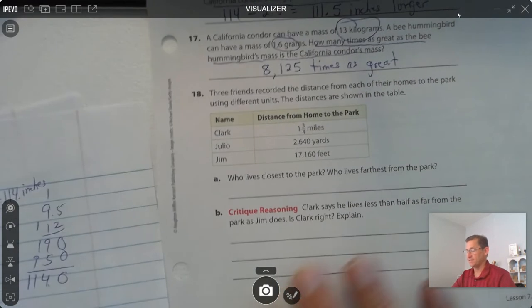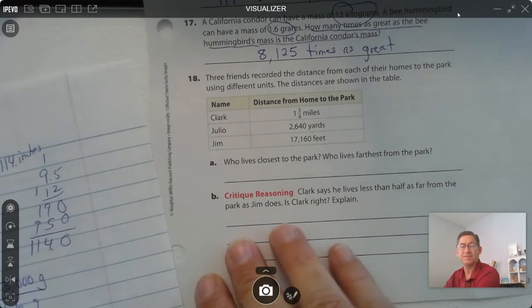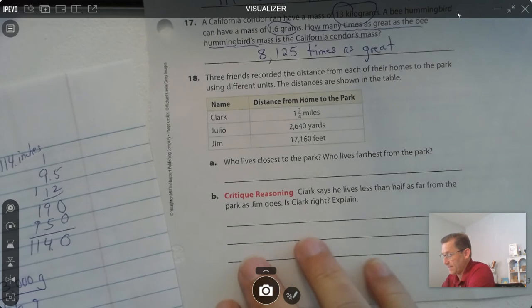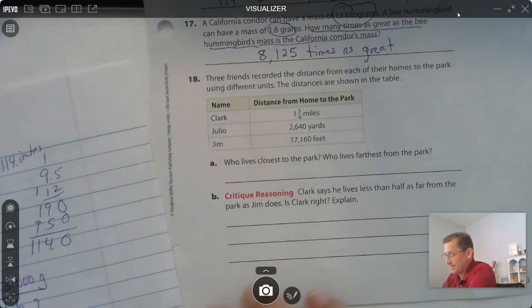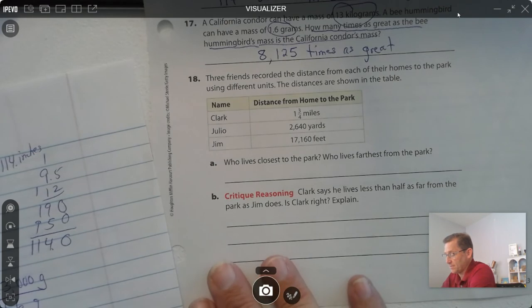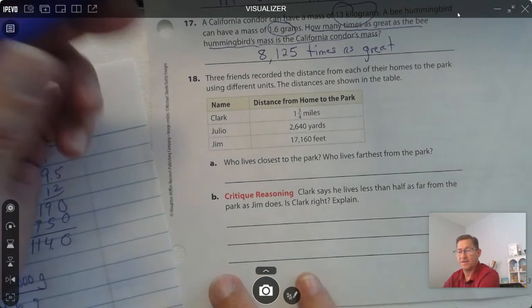Three friends recorded the distance from each of their homes to the park using different units. The distances are shown in the table. So miles, yards, feet. All right, so who lives closest to the park? Who lives farthest? Well, I think I'm going to go ahead and convert everything to feet.